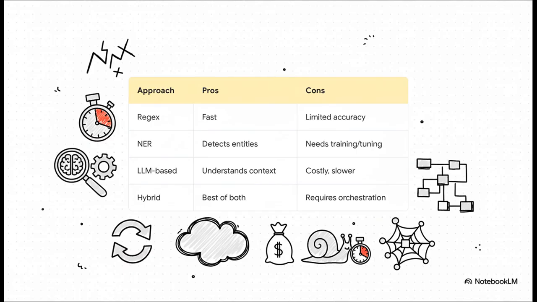You've got Regex, which is super fast but kind of dumb. There's named entity recognition, or NER, which is smarter but needs training. You can even use an LLM, which has the best understanding, but it's slower and costs more. Honestly, in most real-world apps, some kind of hybrid approach is going to be your best bet.